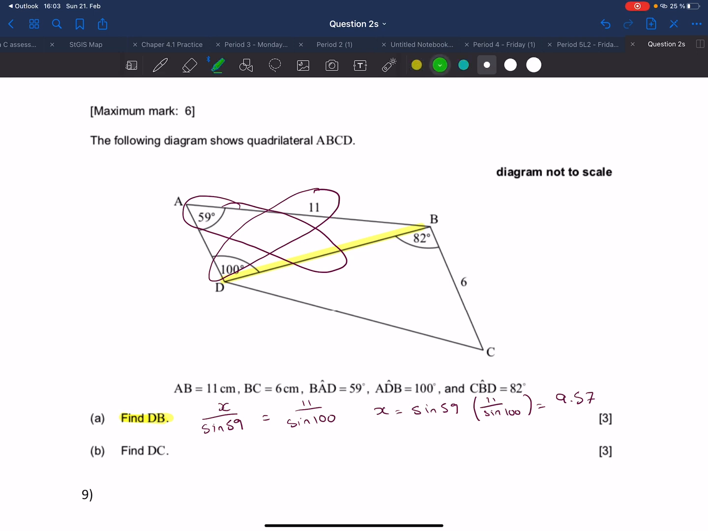It then asks us to find DC. So let me just highlight that. We're looking for this side length here now. And in this case, I recognise that I need to use the cosine rule because it involves 3 sides.